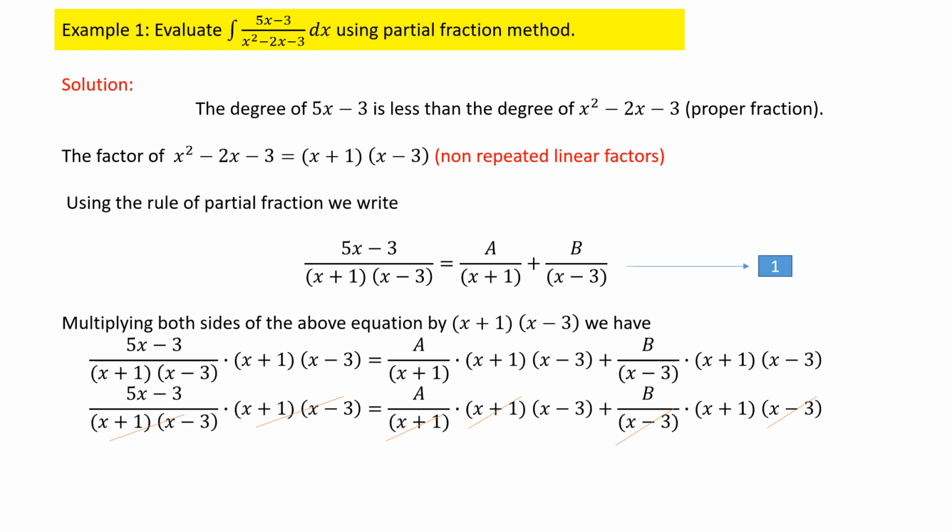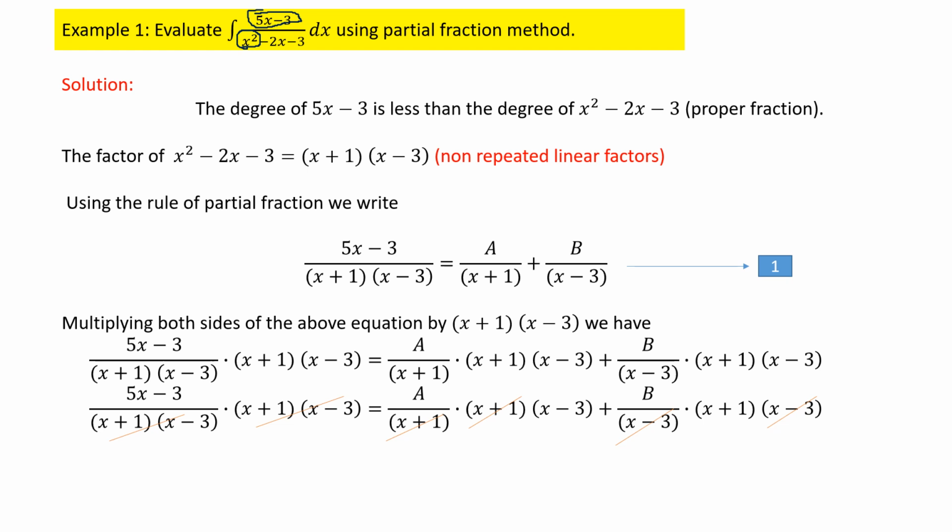Example number 1. Evaluate the integral of 5x minus 3 over x power 2 minus 2x minus 3 times dx using the partial fraction method. First, before solving the problem, you need to check whether the given problem is a proper fraction or improper fraction. This is a proper fraction, because the degree of the numerator is 1 and the degree of the denominator is 2.